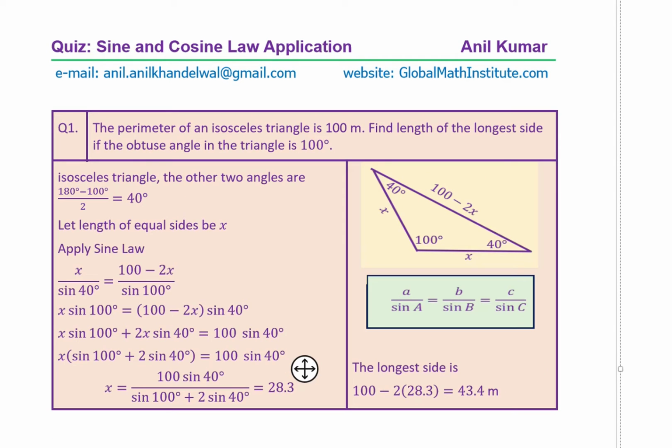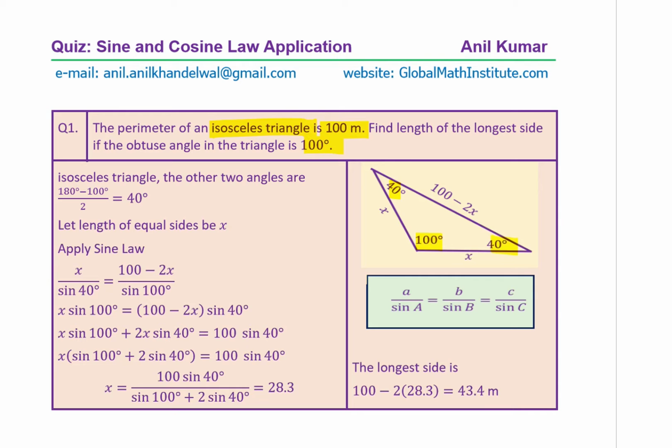Now let's begin with the very first one. We are given that the perimeter of an isosceles triangle is 100 meters. Find the length of the longest side if the obtuse angle in the triangle is 100 degrees. So we are given an isosceles triangle in which one of the angles is 100 degrees. So if one angle is 100, find the value of the other two angles, which should be the same since it is an isosceles triangle. So that is our first step.